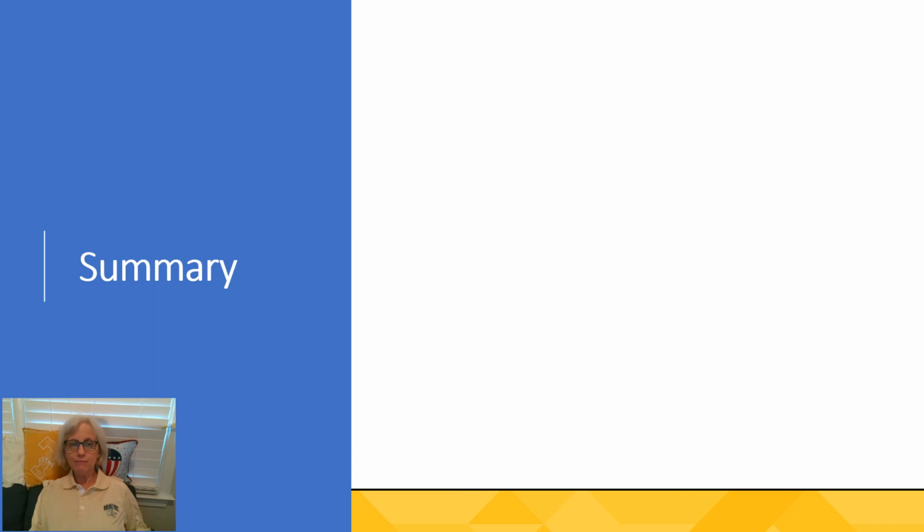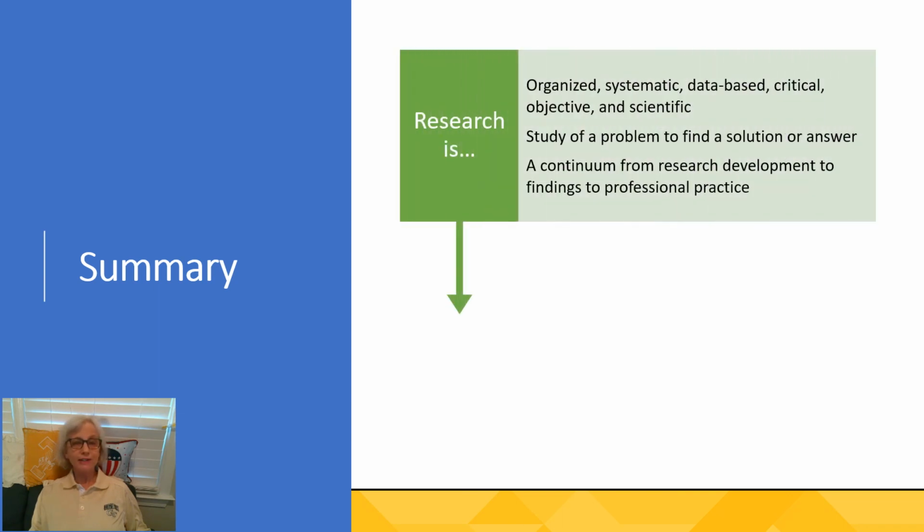In summary, research is organized, systematic, data-based, critical, objective, and scientific. It's the study of a problem to find a solution or answers when it's business research, or the study of a problem because you're curious in the case of basic research.